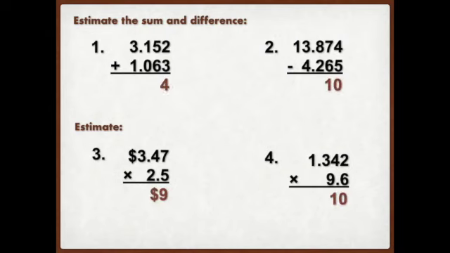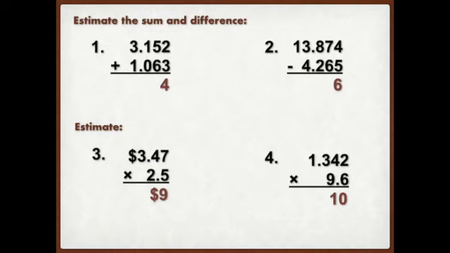Number 1, if we estimate to the highest place, that would give us a 3 and a 1, so 3 plus 1 is 4. Number 2, 3 is below, so we round that down to 10. Now if I go to the second highest place, the 8 would round up to a 14, and then it would be 14 minus 4, which would be 10. But if we go to the highest place, it's 10 minus 4, which is 6.